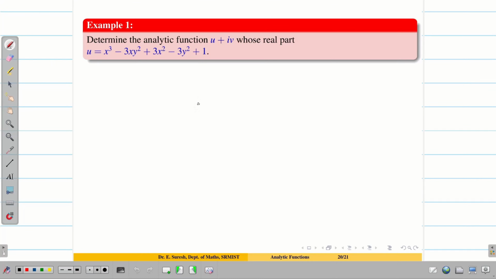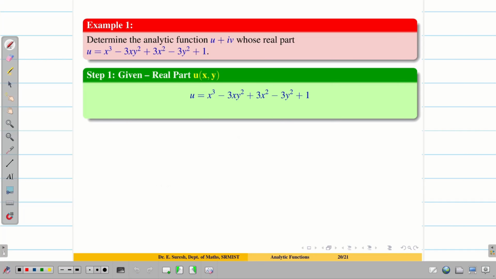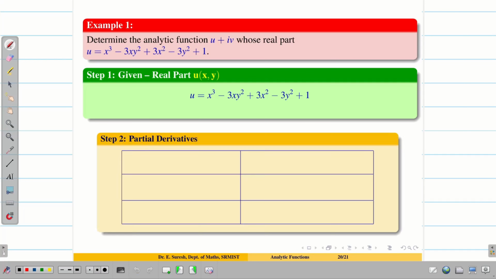Determine the analytic function. So we have to find f of z whose real part is given. So u is given to us. Step 1, u is given to us, so write the u. Step 2, partial derivatives. Write the u in the first column, and then after finding the partial derivatives ux and uy, we are going to replace x by z, y by 0.